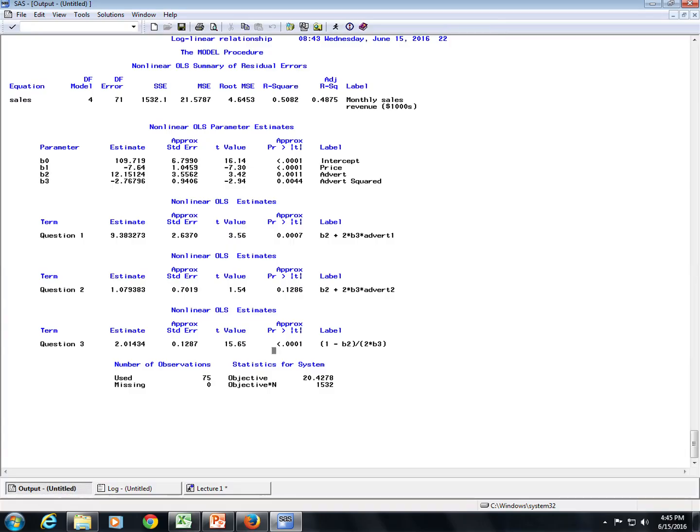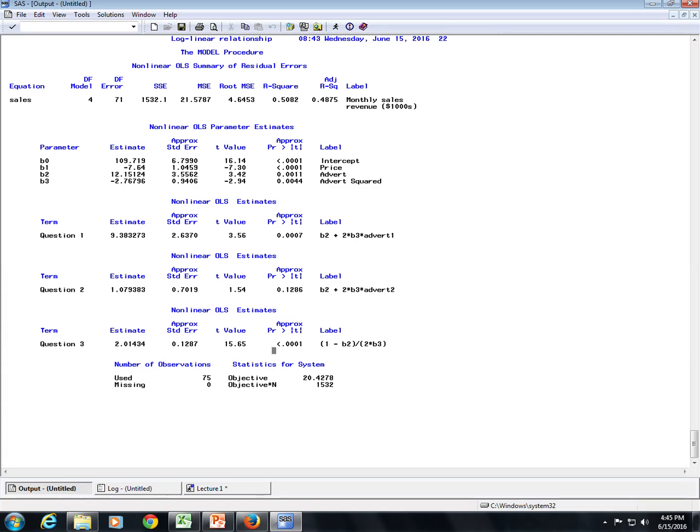So I got the 109.719 and the price. And then the linear portion of the advertising polynomial, and the quadratic portion is the negative. That's the part we added, negative 2.7 whatever. Notice that quadratic term is significant. So adding it has improved our model.